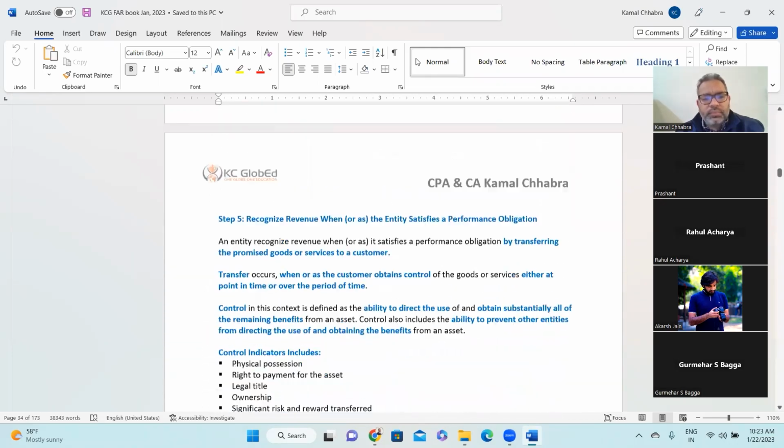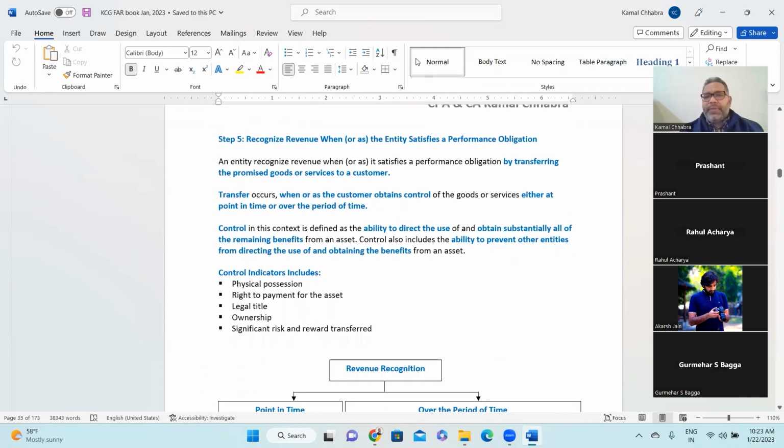Okay. So now we are jumping into step 5, finally, to recognize the revenue, right? An entity recognizes the revenue when it satisfies the performance obligation. From day one, we have been understanding that revenue will be recognized upon satisfaction of the respective performance obligation. Some performance obligations would be satisfied at a point in time, and some may be satisfied over a period of time. We'll be understanding in detail how to recognize the revenue over a period of time, and how to recognize the revenue at a point in time, right? But the important thing is the transfer of the promised goods and services to the customer, right?